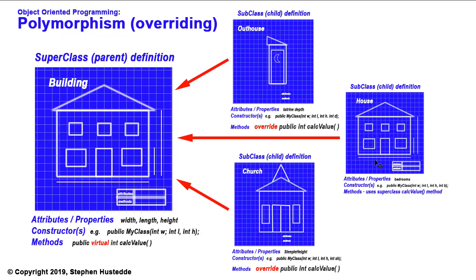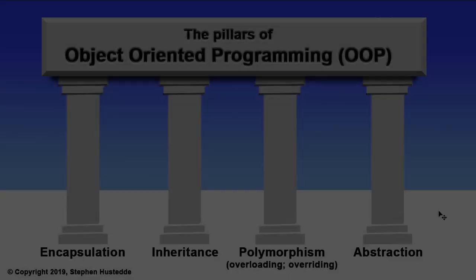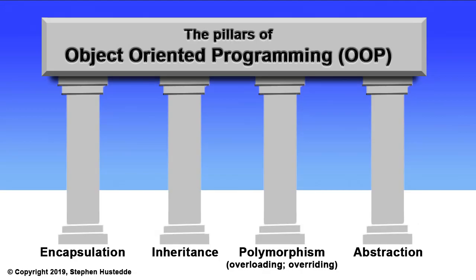But the house doesn't have an overridden method. It would use the method that is part of the building superclass. And then finally we have the abstraction pillar.